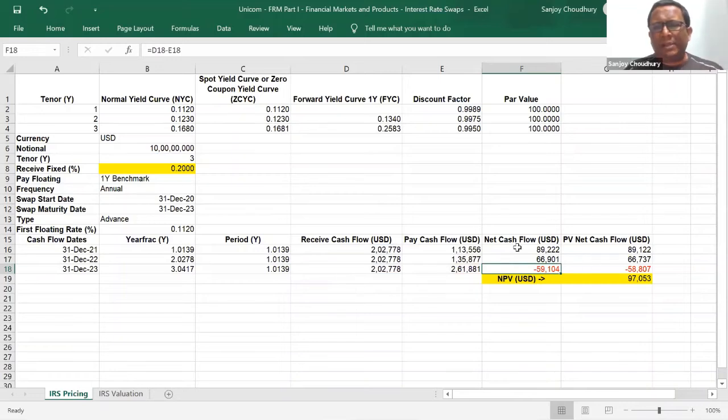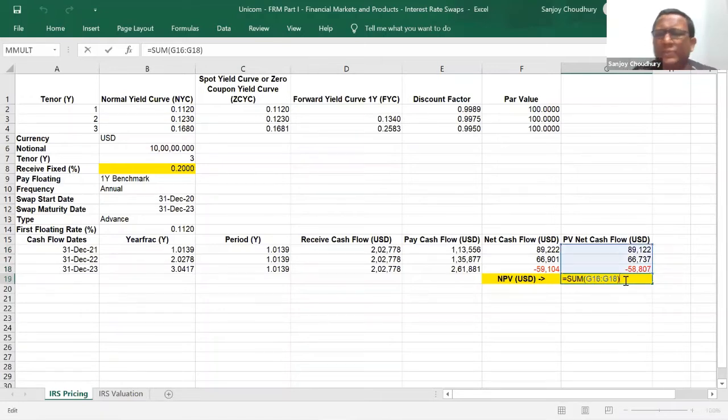And lastly, you calculate the present value of the net cash flows. So these net cash flows are multiplied by the respective discount factor. This is the 1-year discount factor, which is 0.9989. The 2-year discount factor is 0.9979, and the 3-year discount factor is 0.9950. You use these to calculate the PV of the net cash flows for 1 year, 2 year, and 3 year. And finally, you sum all these PVs of the net cash flows for the various years.